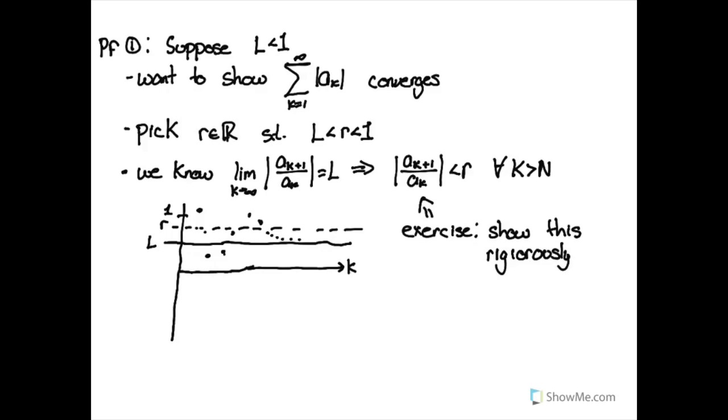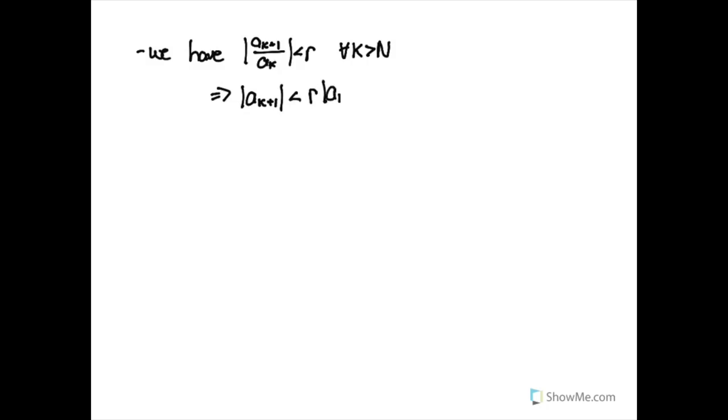Okay, but now that we have that |a_{k+1} / a_k| is eventually less than R, we can say that |a_{k+1} / a_k| is less than R eventually, so for all k greater than n. Well, this implies that |a_{k+1}| is less than R times |a_k| for all k greater than n.